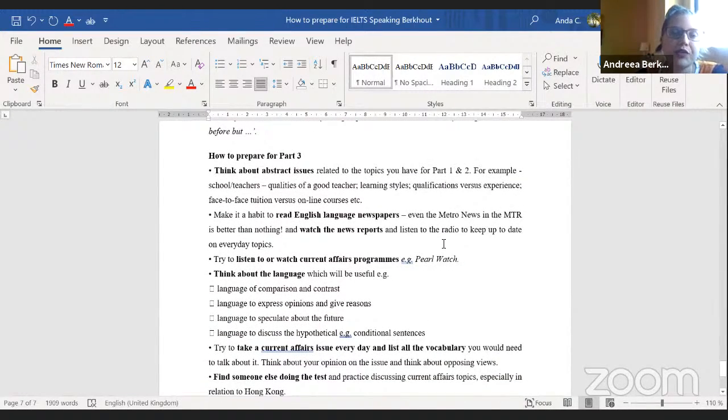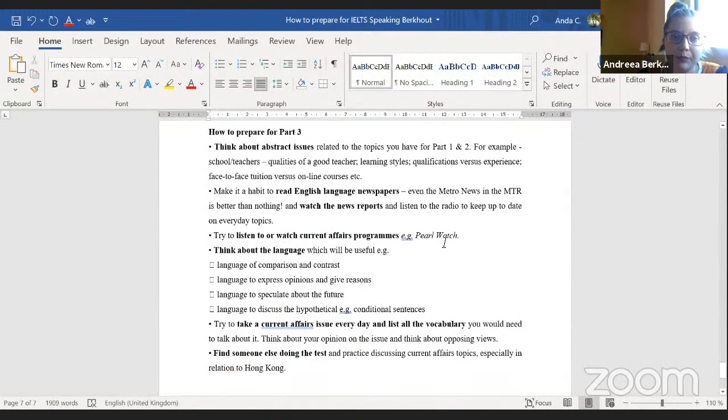And how to prepare for part 3? Well, you should think about more abstract issues this time, okay? For example, on the topic of school, qualities of a good teacher, on the topic of qualification versus experience, which one weighs more, on the topic of face-to-face tuition versus online courses, and so on, yeah?